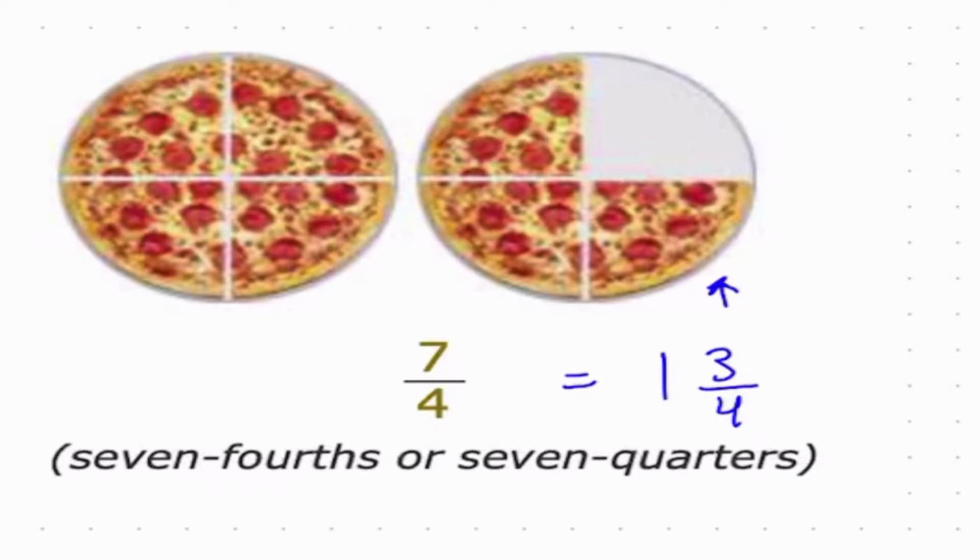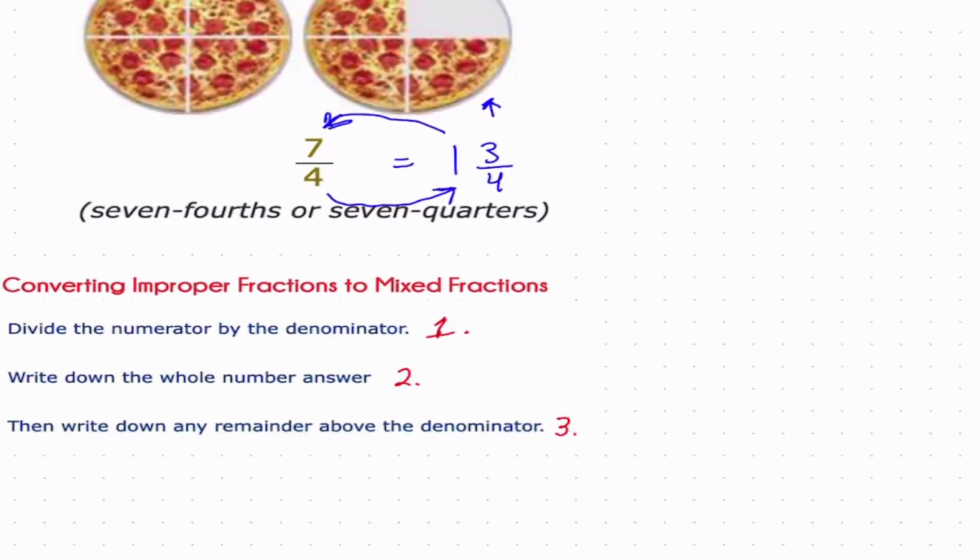So we're going to convert today, okay, we're going to go from an improper fraction to a mixed number. We're going to go from a mixed number back to an improper fraction. Okay, so looking at converting improper fractions to mixed numbers first, these are the steps that you're going to do. First, you're going to divide the numerator by the denominator. Then you're going to write down the whole number answer, and then write down any remainder above the denominator. So in other words, that's going to be your numerator.